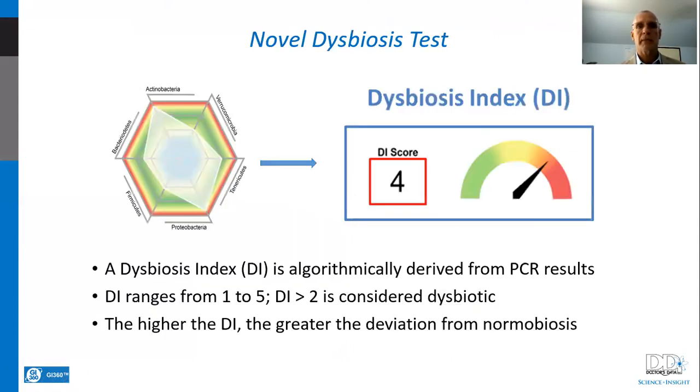Now, from that PCR data, we can algorithmically derive a dysbiosis index that has been highly validated in several publications. This dysbiosis index, or score, ranges from 1 to 5, and a score or index of greater than 2 is considered dysbiotic. So the higher the dysbiosis index, the greater your patient's deviation from normal biosis. Again, based against a large number of observations.